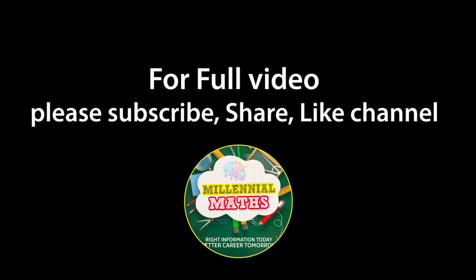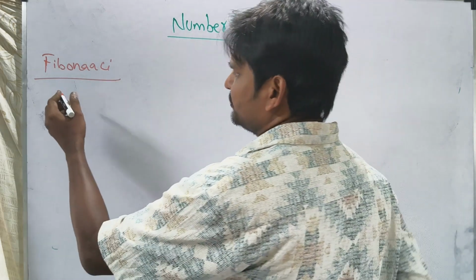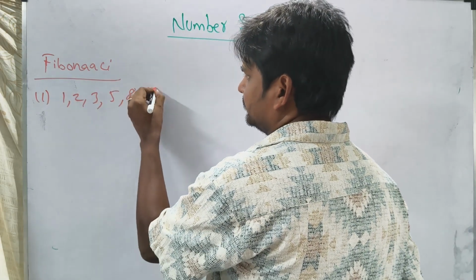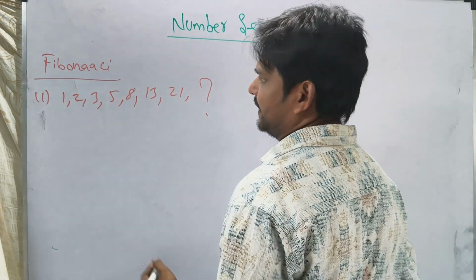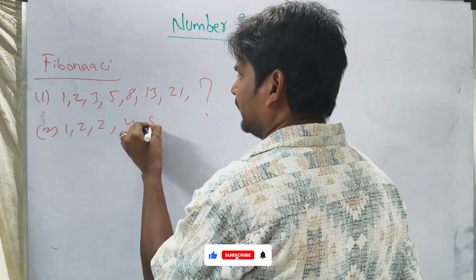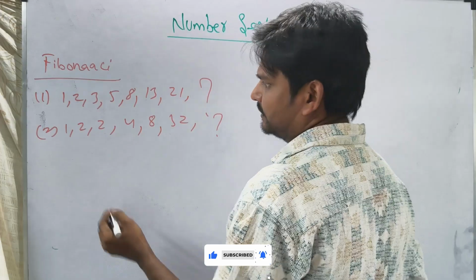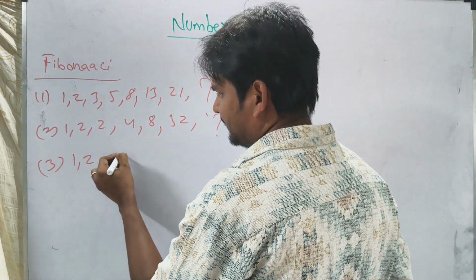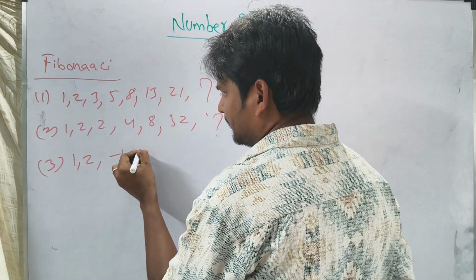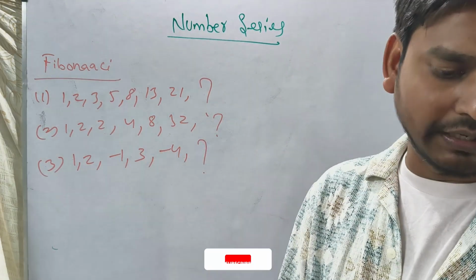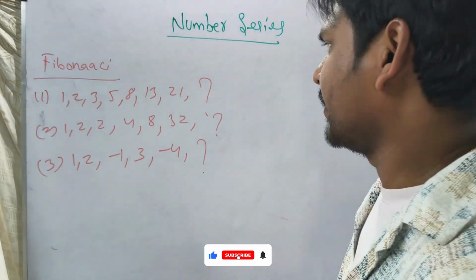Right. Okay dear students, we'll move on to the next model, that is Fibonacci series. Now see, the first question: 1, 2, 3, 5, 8, 13, 21, what next? Now second question: 1, 2, 2, 4, 8, 32, what next? Next, third question: 1, 2, minus 1, then 3, then minus 4, what next? So like this you will get questions. Now see, one by one solutions.